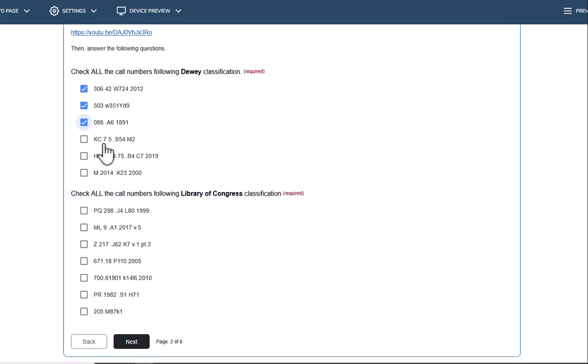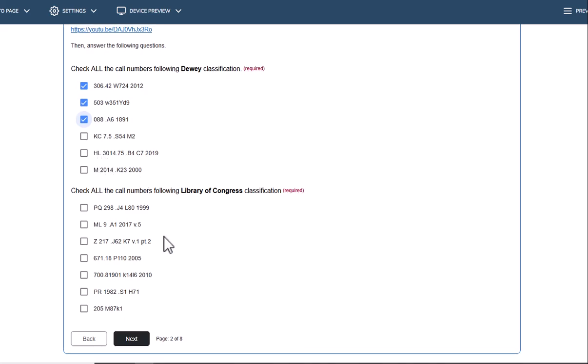Now, here is a 2-letter subject classification. Library of Congress is the one that starts with letters, so I'm not going to select that, and I'm not going to select that one, and I'm not going to select that one. Okay, I'm moving down to the next question.